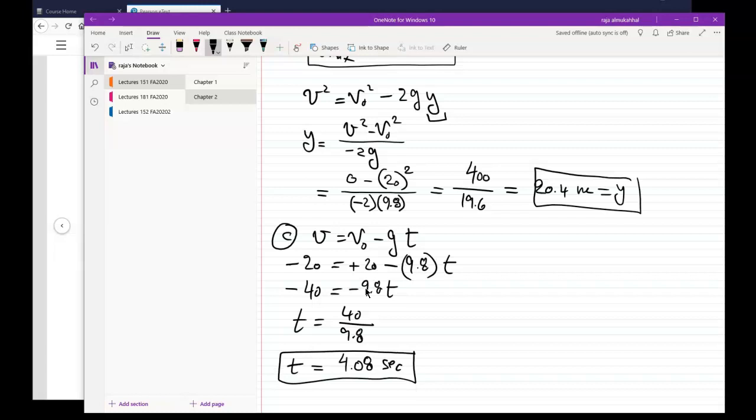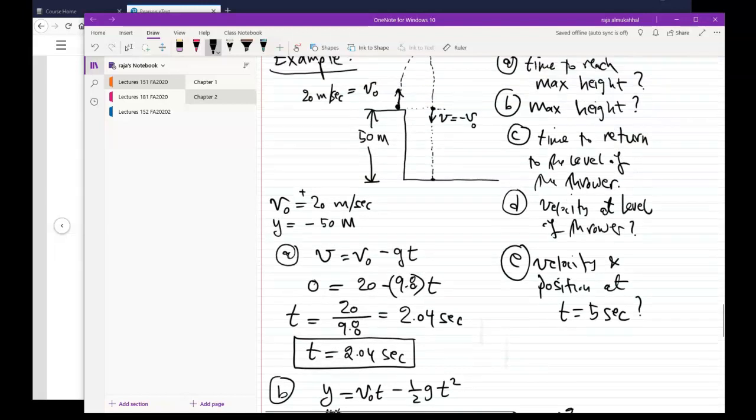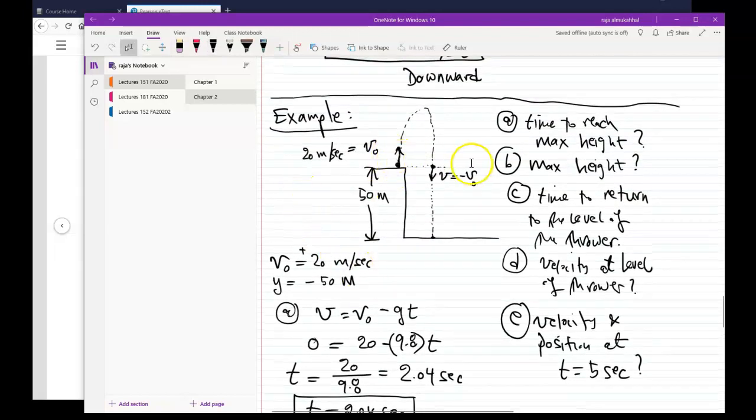Another way to do it is to use the third equation. Let's see. The third equation says y equals v naught t minus 1/2 gt squared. You see what I'm saying? By the time it reaches the level of the thrower, the gain in height is gone. So there is really no height gained here. You see what I'm saying?